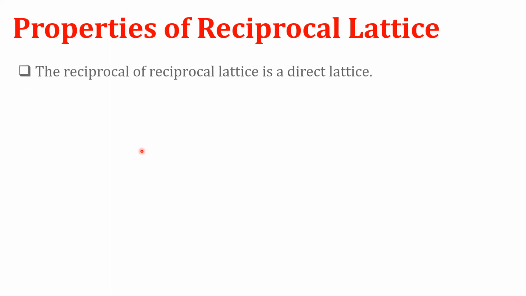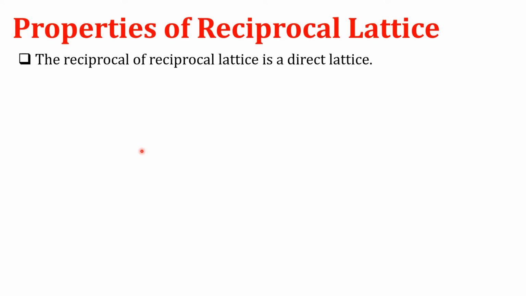reciprocal of the reciprocal lattice is a direct lattice. That is, vector A star bracket star equal to vector A. This term we prove in the next slide.